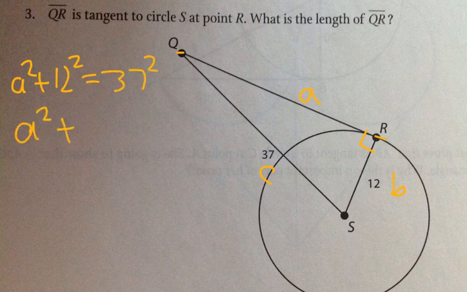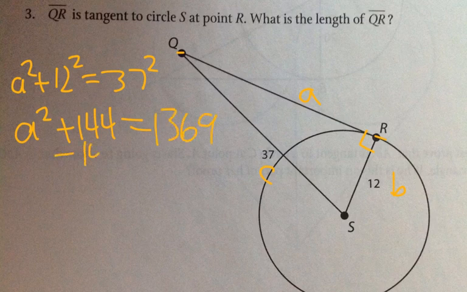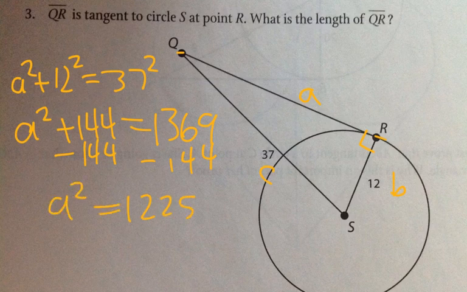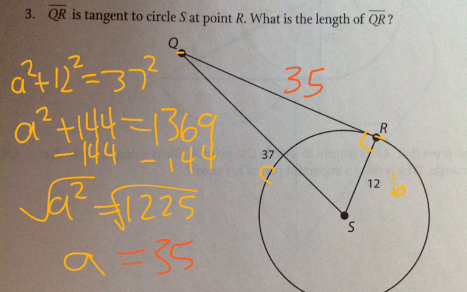A squared stays the same. 12 squared is 144. 37 squared is, now we'll need to grab a calculator for this one. So 37 squared gives us 1,369. So we subtract 144 from that, and we get 1225 equals A squared. So then we take the square root of that, and we come up with A, which is what QR was. And that is equal to 35. So that length is 35.